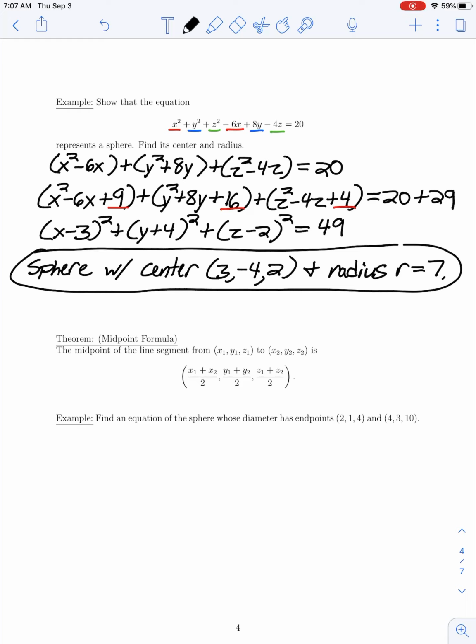So this illustrates how to show that an equation involving quadratics in terms of x, y, and z may represent a sphere.